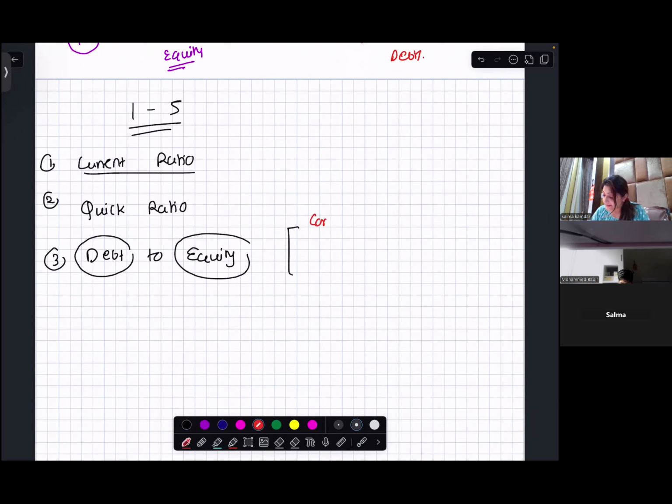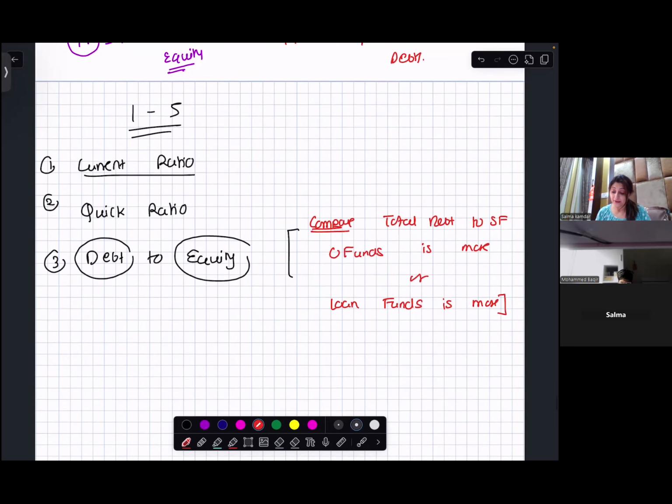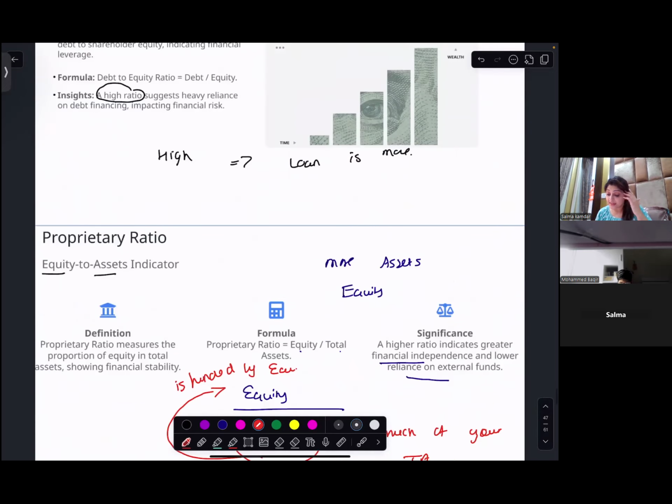What does it compare? It compares total debt to shareholders' funds. That means it tells you whether own funds are more or loan funds are more. Which is better? Own funds being more is better.